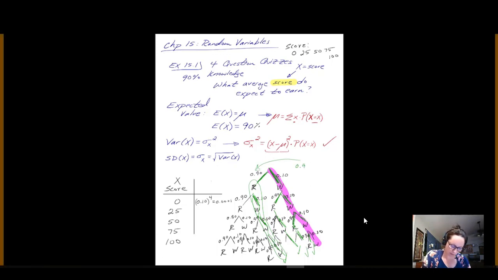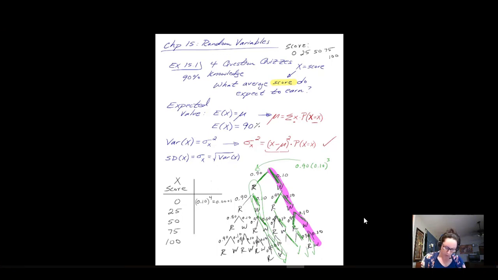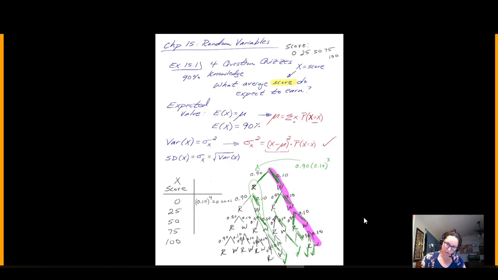Well, that would have been 90% times, how many wrongs do we have? This is because it's the right, and then wrong, and wrong, and wrong, all independent, so I can multiply. So that's going to be that multiplied by 3 wrongs. Okay, lovely. And as we collect the branches, what we are essentially saying is, okay, ways that I would qualify to have a score of 25% here would be for me to say, okay, this first path, or this second path, or this third path, or this fourth path, right?